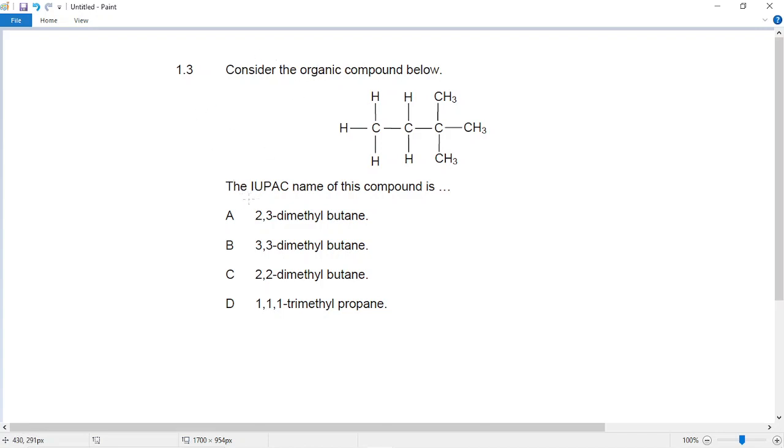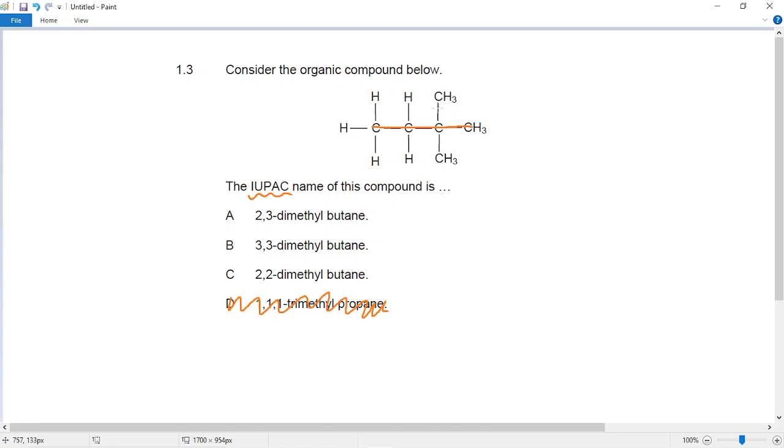So now there's an organic compound, and it says, what is the IUPAC name of this compound? So we have to look for the longest chain, and always beware of the methyl groups. And if you look here, we have 3 methyl groups. But now we have 1, 2, 3, 4 carbons in a straight line. It doesn't matter which way we go, the longest chain we can make is 4 carbons in a straight line. So I'm immediately going to get rid of this one because it says propane. So we want one of these butane things.